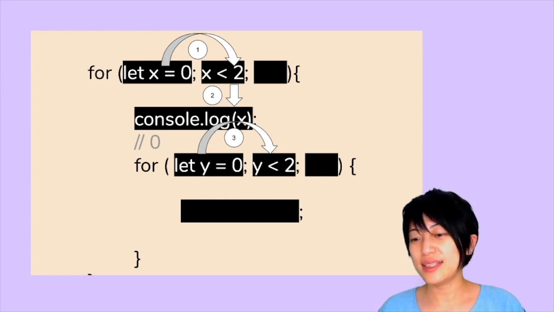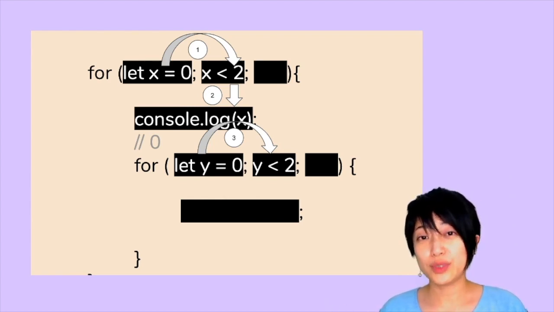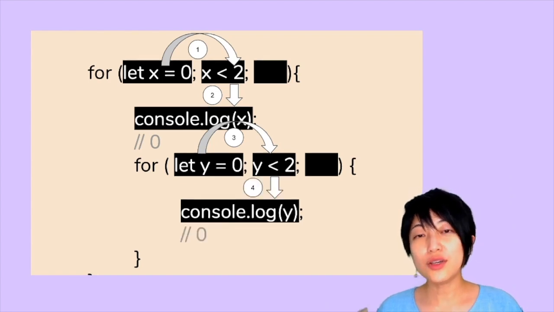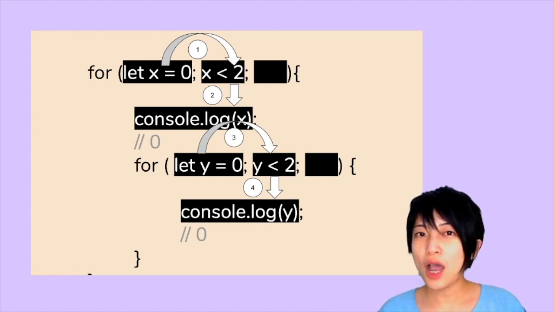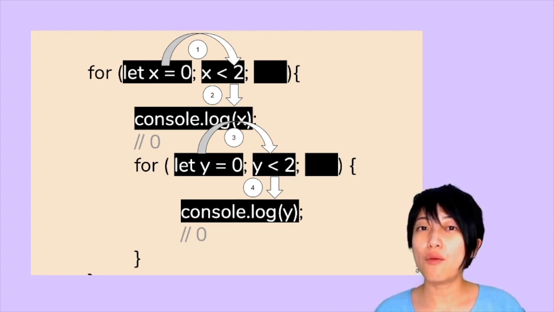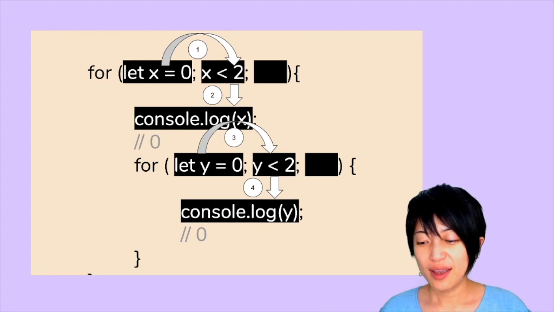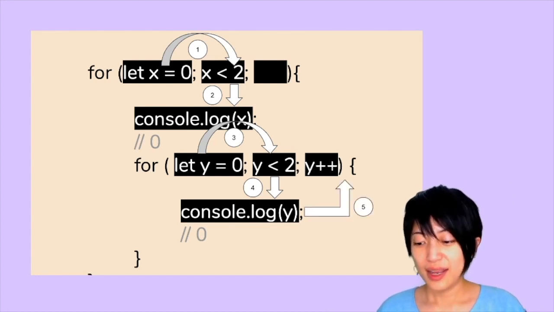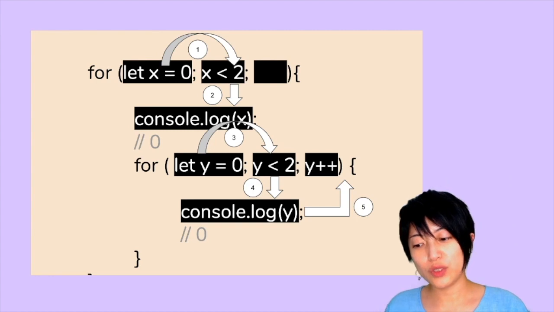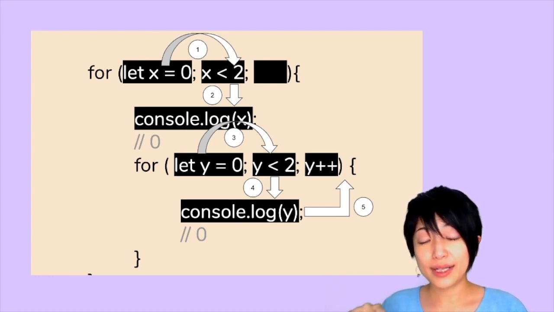And indeed, at this stage, it is true that y is smaller than 2, so it's going to print console.log y equal to 0. Keep in mind that now we have gathered two different numbers, x equals 0 and y equals 0. Okay, so we're going to keep going. What's going to happen next is the second for loop is going to want to loop back within itself. So now we're looping back to y plus plus.